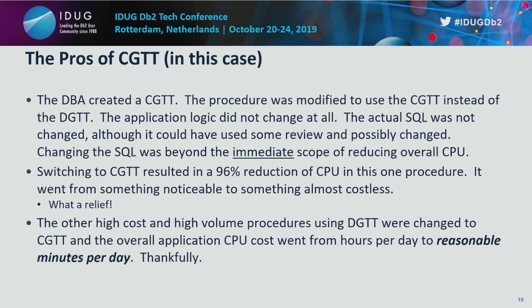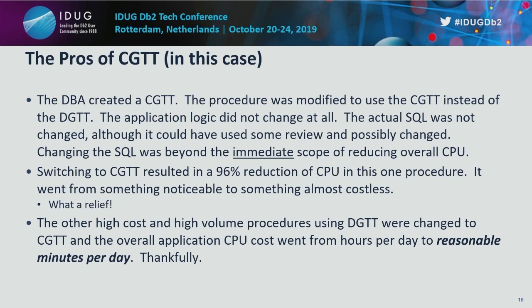So in this case, we created a CGT that was exactly the same as the declared temporary table. The procedure was modified to use the CGT instead of the DGT. The application logic did not change at all, although the SQL could have used some review and modification. That was out of scope for the immediate issue of trying to reduce the CPU. Switching to the CGT resulted in a 96% reduction of CPU time in this one procedure. It went from something quite noticeable to something almost costless. It was such a relief.